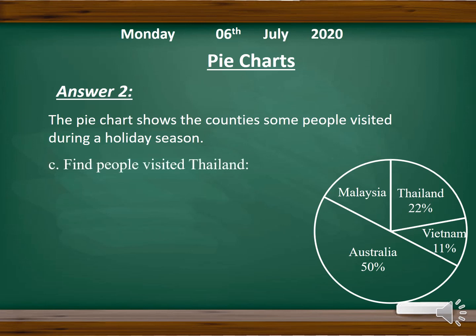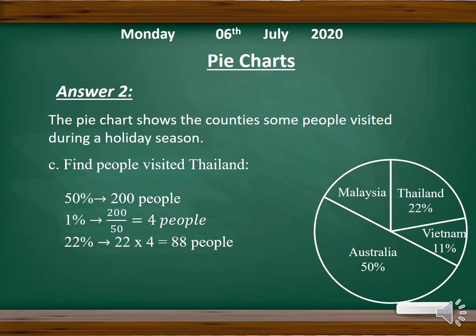Move to find letter C. Find people who visit Thailand when they tell you that Australia has 200 people. We want to find the people who visit Thailand, which is 22%. We have to look back at Australia. You know that Australia has 50%. So 50% here for letter C, they tell us has 200 people.